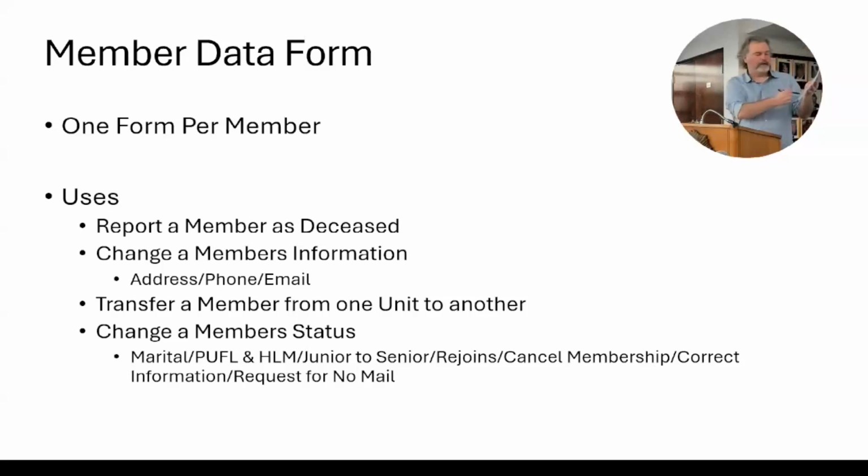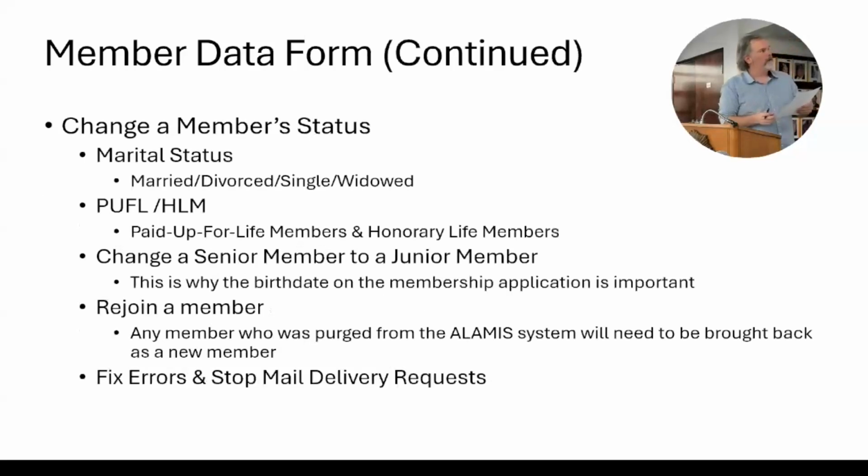You can correct information. If someone was marked as deceased and they shouldn't have been, you can go back and use this form to correct that. And then if you don't want to receive any mail or anything, you can use this form for that as well. Again, a very detailed form with a lot you can do on it. So it's very important to just keep it one form per person. Go ahead and go to the next slide.